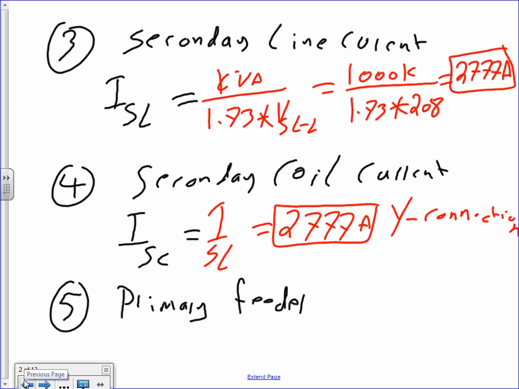As always, I'm going to highlight this value here. And this is the value that we always use to size the fuses and the circuit breaker. In this case, they're the same, but they don't have to be. Okay.